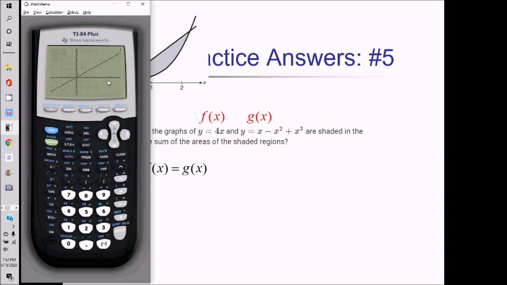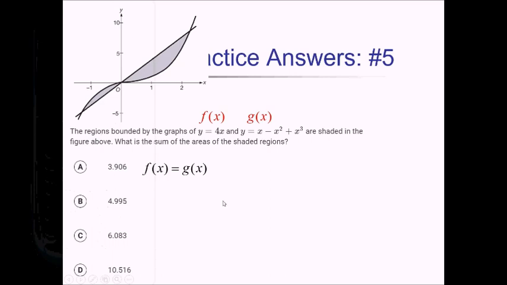So there's my 4x line, and here's the cubic function. So let me do second trace and option 5 for intersect. I want to figure out the leftmost intersect, which is all the way back here. So let me press enter 1, 2, 3 times, and that is about negative 1.3028 if I round that off.